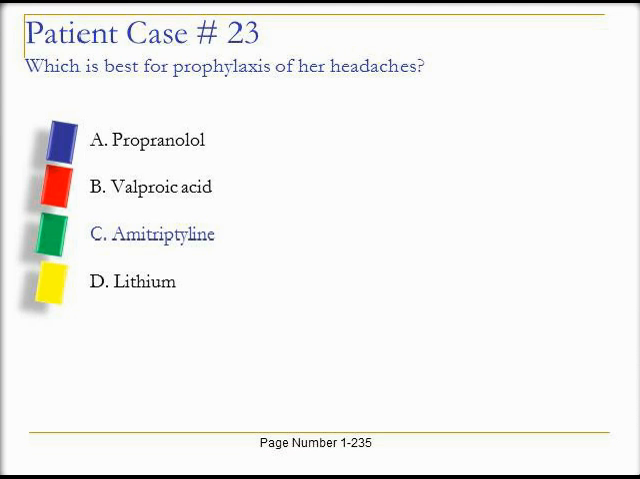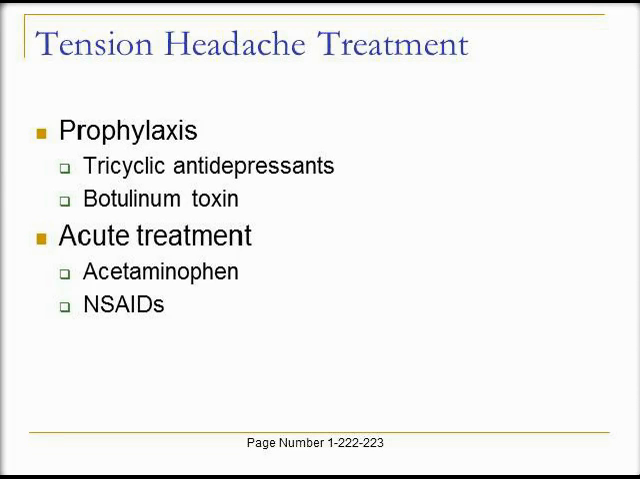Okay, seeing a lot of amitriptyline, and I would agree with you here. For tension headache treatment, the list is not nearly as long. The things that have been shown to be effective for prophylaxis are tricyclics or botulinum toxin. For acute treatment in general, we want to think about acetaminophen or NSAIDs. This particular woman, that's been problematic because she's kind of worked her way through. So prophylaxis is probably a very good choice for her.